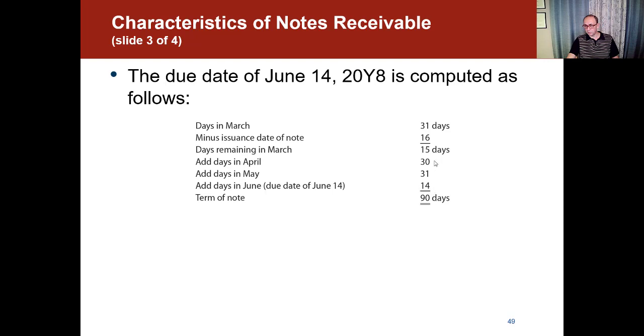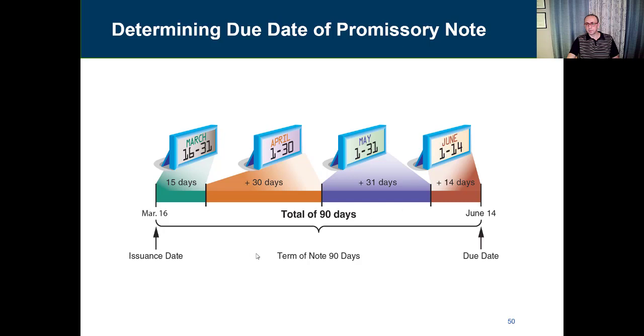So we do that as a plug-in number, but we have to keep adding the number of days in each month until we get closer to the 90 days, or the term of the note, and then we plug in the value that would make it equal to the term of the note. So again, one more time here, we have 15 days left in March, which is calculated 31 minus 16. Then we have 30 days in April, 31 days in May, and then we only use 14 days in June to make the term of the note, which is 90 days.